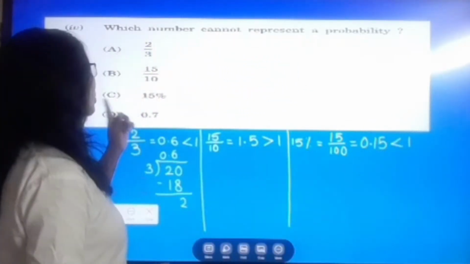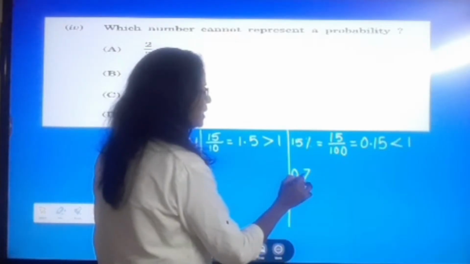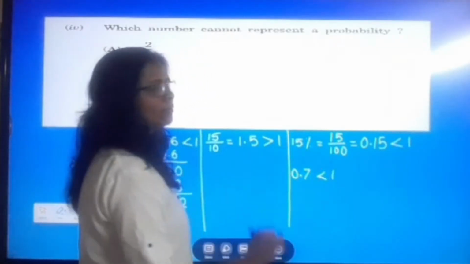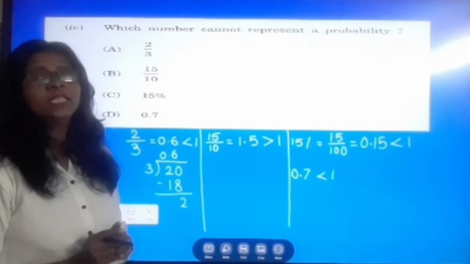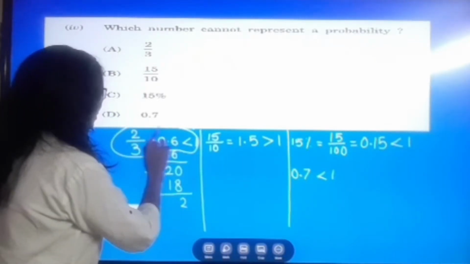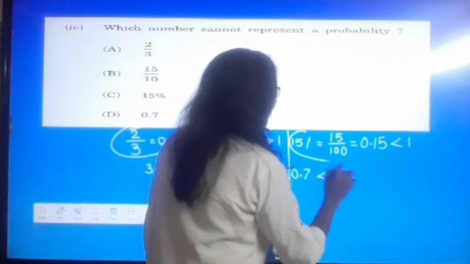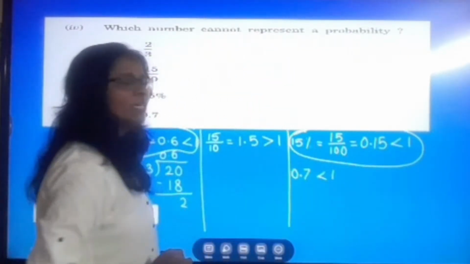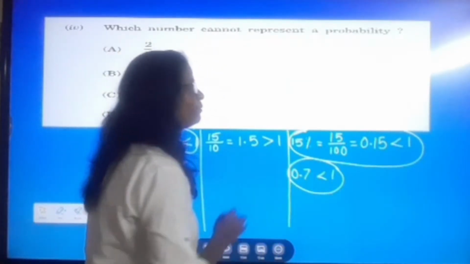And the fourth option is 0.7. So 0.7 is less than 1. Students, if you observe carefully, here 2 upon 3 is less than 1, 15% is less than 1, and 0.7 is less than 1.